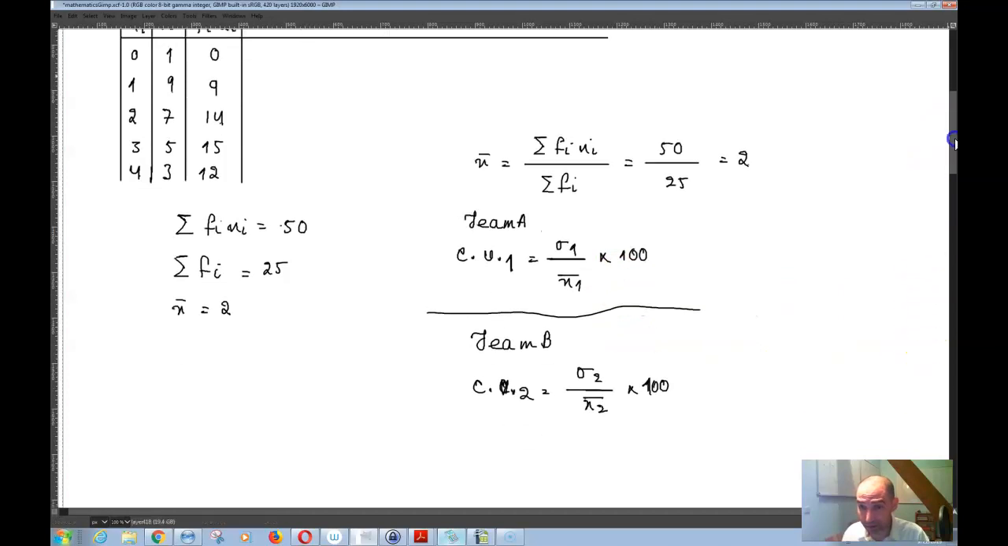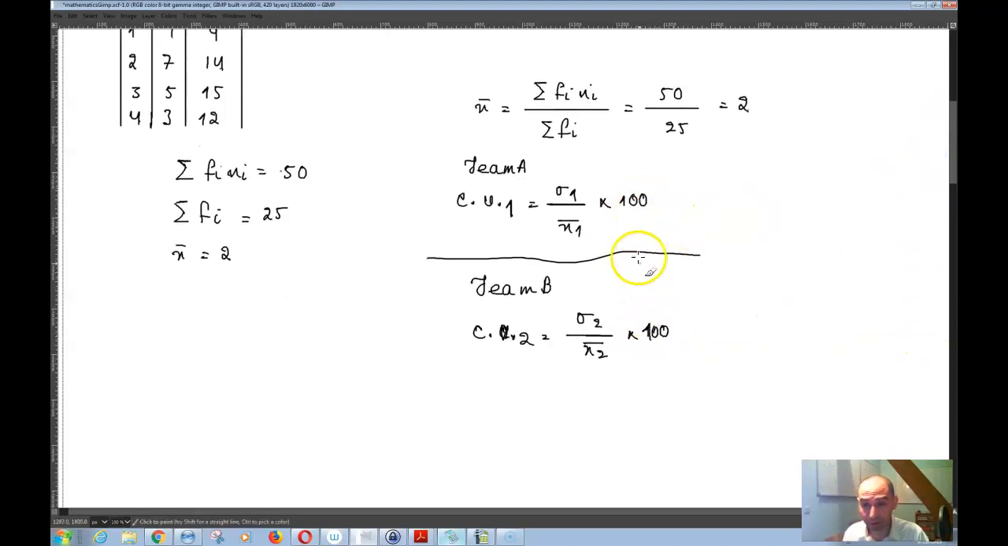And you can see that in these two formulas, the hundreds are two constants multiplied by these two fractions, and X1 bar and X2 bar are the same. Both of them are equal to 2. So in whichever case the sigma is a larger value, the coefficient of variation is going to be a larger value because these sigmas are in the numerator. So I can simply compare the sigmas here.